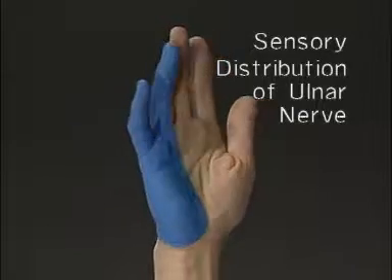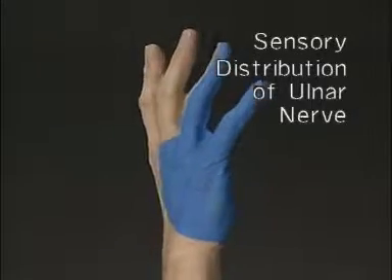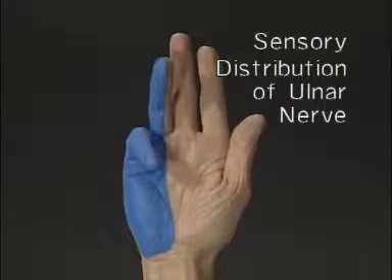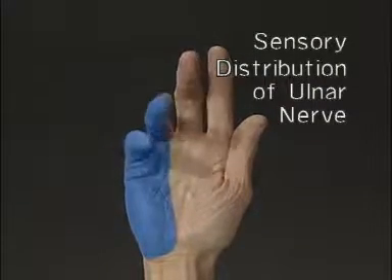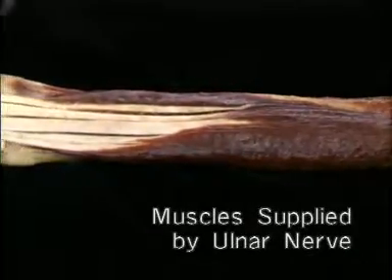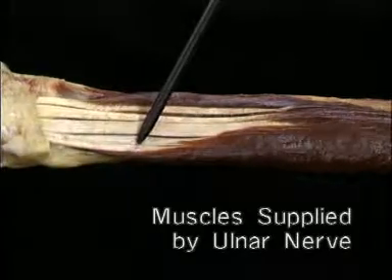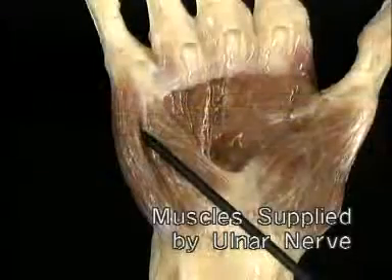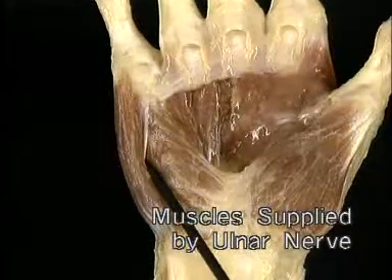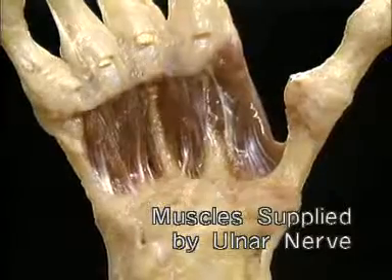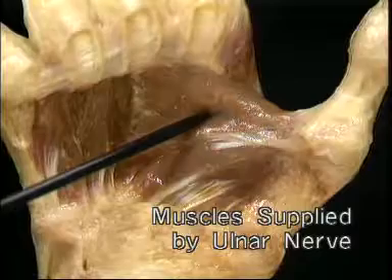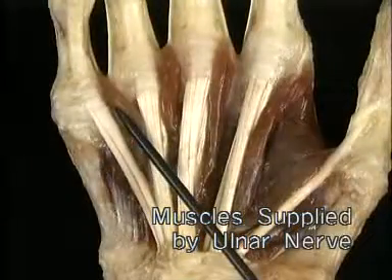The ulnar nerve typically provides sensation to the ulnar half of the back and the front of the hand, and to the little finger and the ulnar half of the ring finger. Of the extrinsic hand muscles, the ulnar nerve supplies only the ulnar half of the flexor digitorum profundus. Of the intrinsic hand muscles, it supplies the hypothenar muscles, all the interossei, adductor pollicis, and the ulnar two lumbricals.